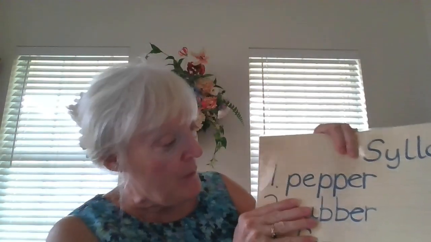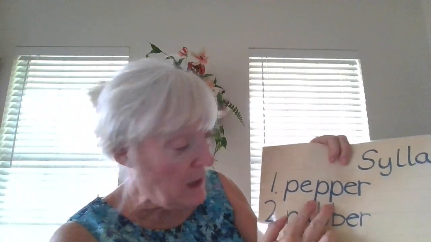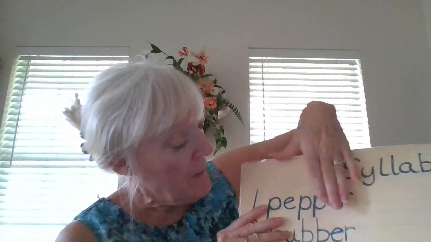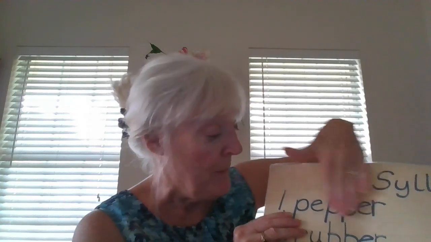Let's look at this first word I have on the chart. Do you see how we have two P's in the middle? Both of those letters are consonants. So we're going to cover up the second part of the word because we're only going to read one part at a time. We're going to read syllable by syllable. Okay, what's that part?